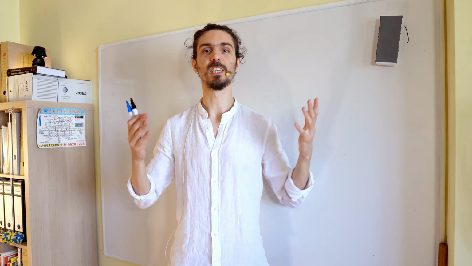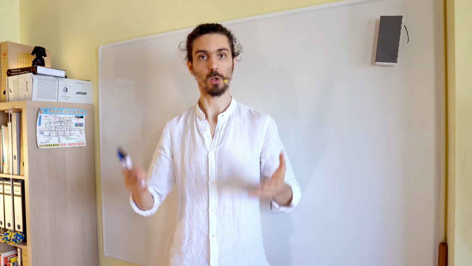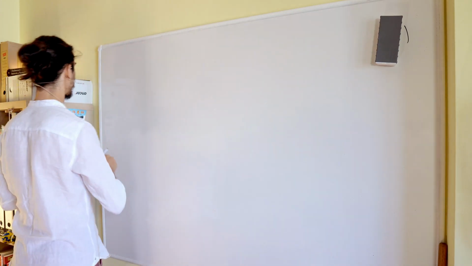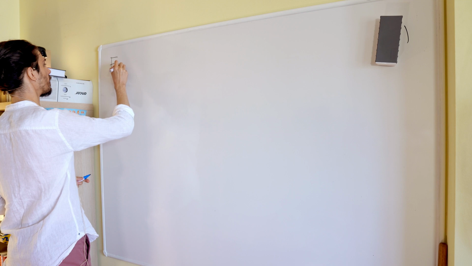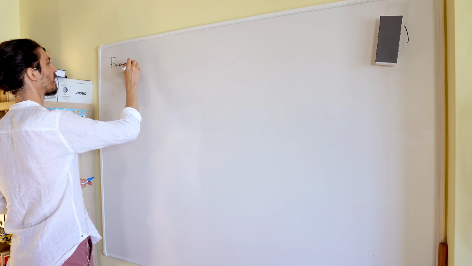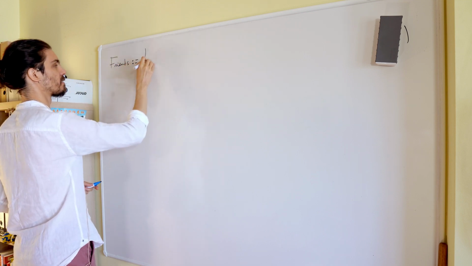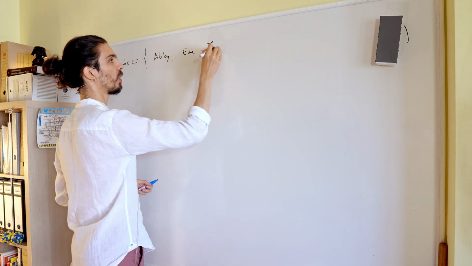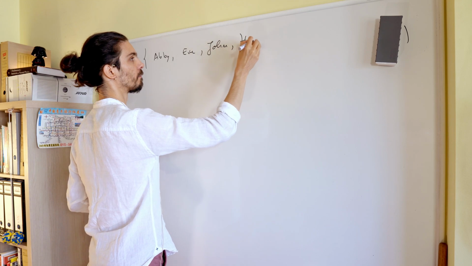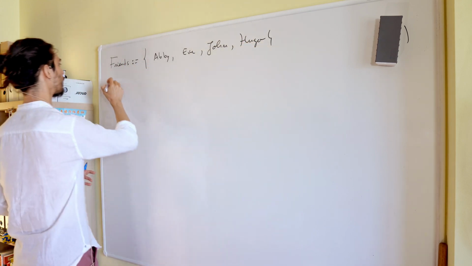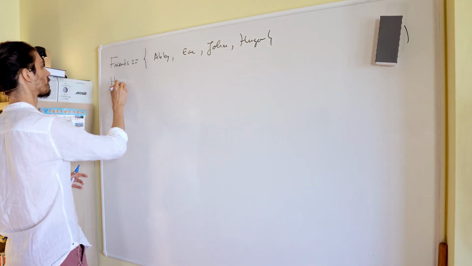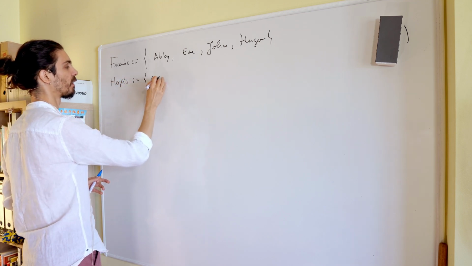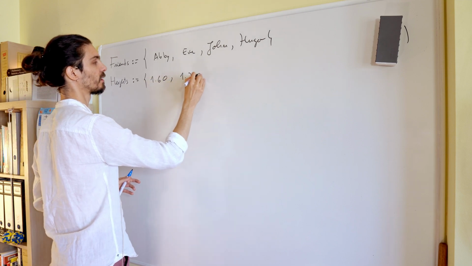A relation is a general connection between elements of two sets. Let's consider the following example. You start with the set friends, defined as the following list: Abby, Eve, John, and Hugo. And the second set, called heights, which is defined as the following real numbers: 160, 170, 180, and 190.